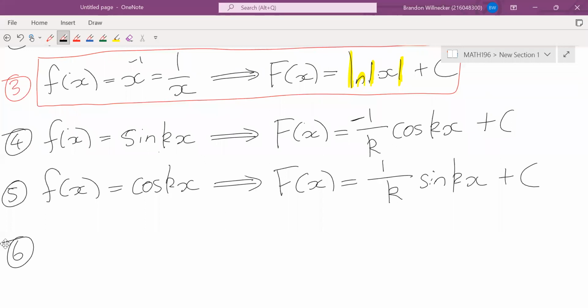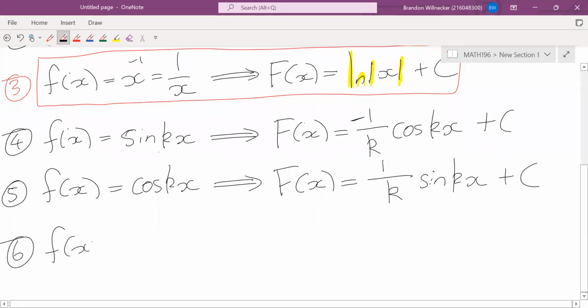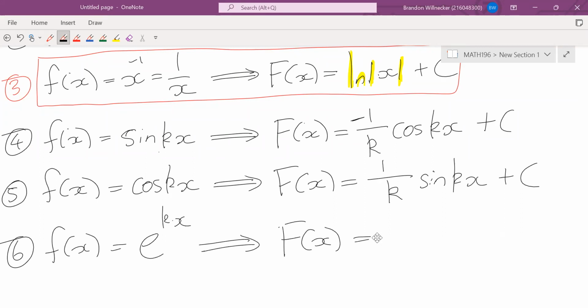And number 6, if f of x is equal to e to the kx, then the antiderivative. Okay, so remember, the derivative of e to the x is e to the x. It's unchanged. The same thing here. The antiderivative of e to the x is e to the x.